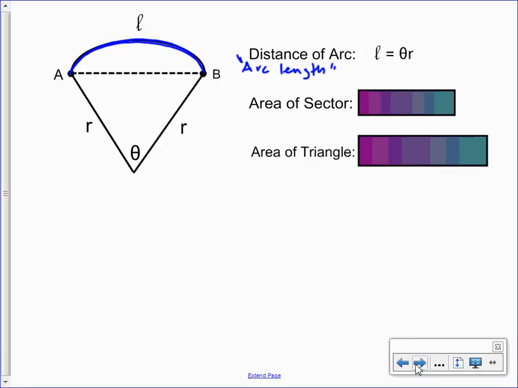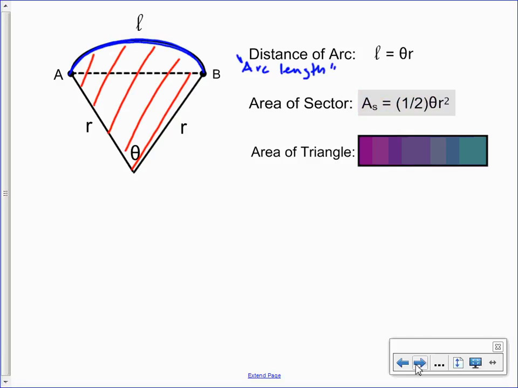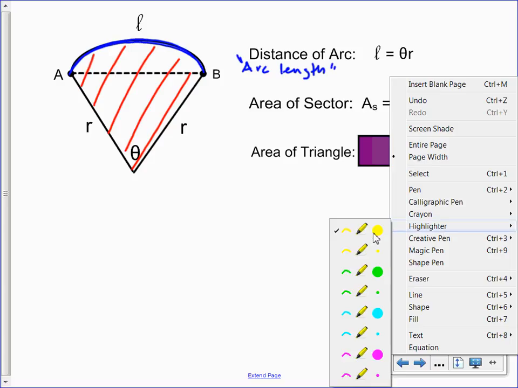The area of the sector is everything from the arc length all the way to the tippy point where all the cheese is. And that area of the sector, which we'll call A sub s, is 1/2 theta times radius squared.